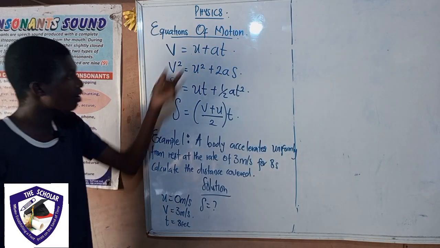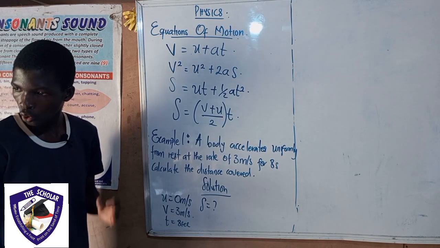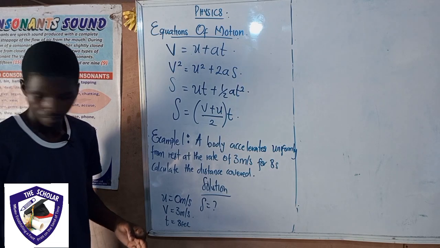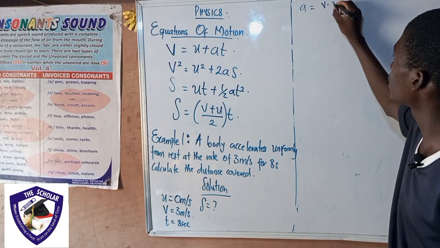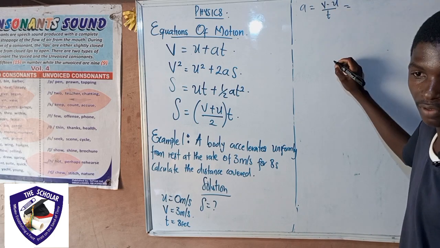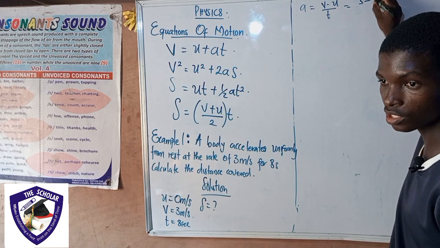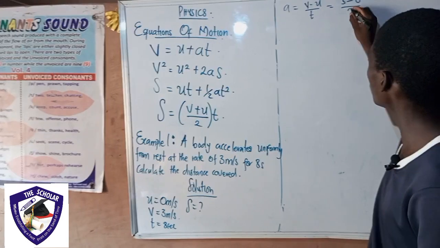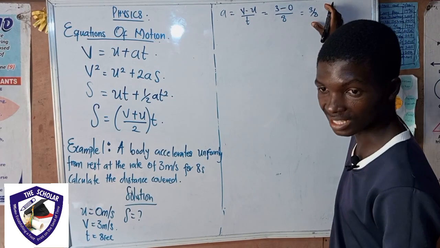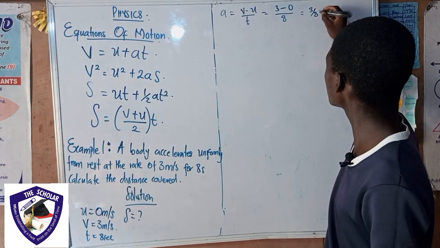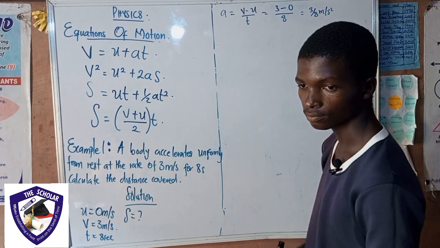Now how can we use this? We have acceleration, and acceleration is what? Change in velocity over time. Acceleration is change in velocity, that is v minus u over what? Time. What is my velocity? That is my final velocity, which is 3, minus what's my initial velocity? 0, over what's my time? 8. So we have 3 over 8. This is my acceleration, in meter per second squared. If I'm not using my acceleration, I can just go straight to use this.